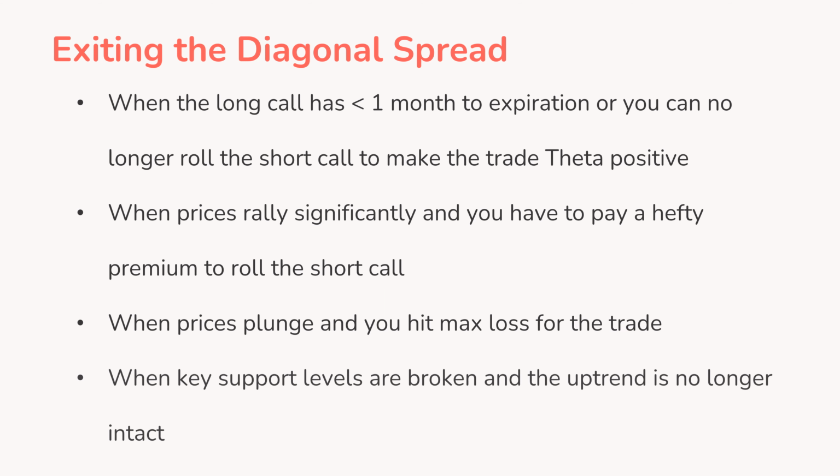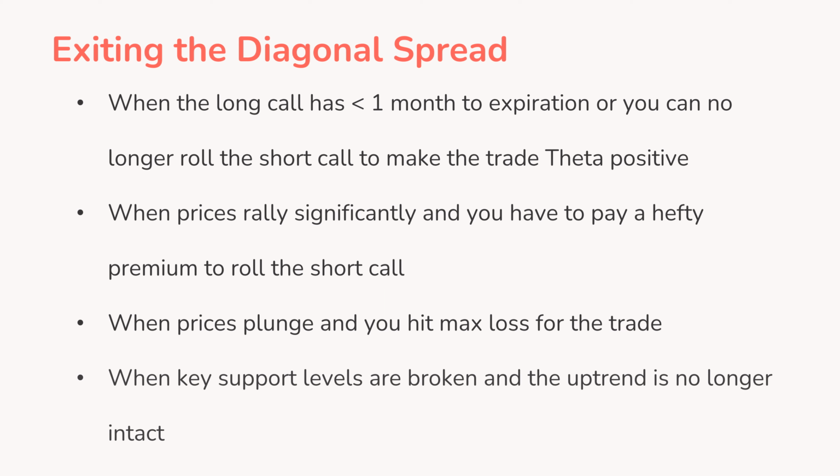And the last scenario is when prices plunge, break the key support level, and the uptrend is no longer intact. In such a scenario, you might not have hit your max loss for the trade yet, but it is clear that the trend of the stock has reversed. So it will be good to exit the diagonal spread entirely. You can always wait for better opportunities to re-enter the trade.